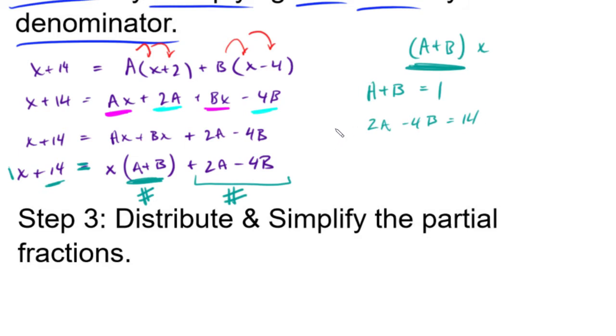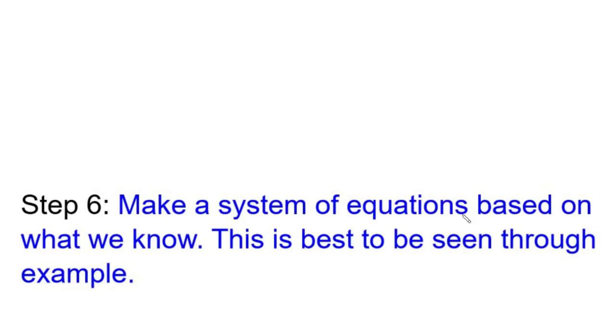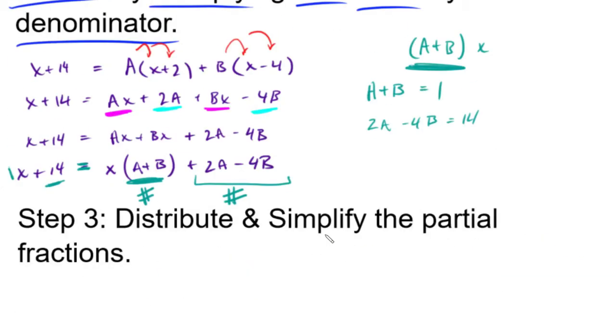Now we have a system of equations. So the next step is to make a system of equations based on what we know. This is best seen through an example. So I just explained this. We see that the number of x's we have on the right has to equal the number of x's we have on the left. And the number of x's we have on the left is 1x. So a plus b has to be 1. And then here, 2a minus 4b has to equal the number by itself, which is 14. And you get this set up here.